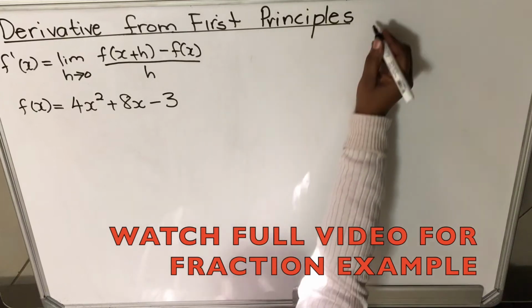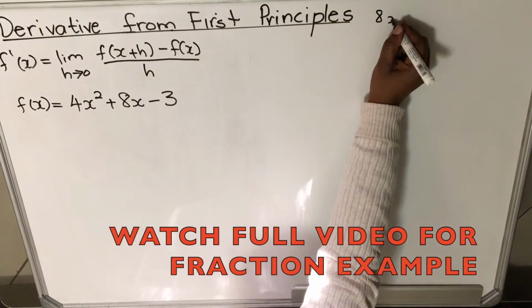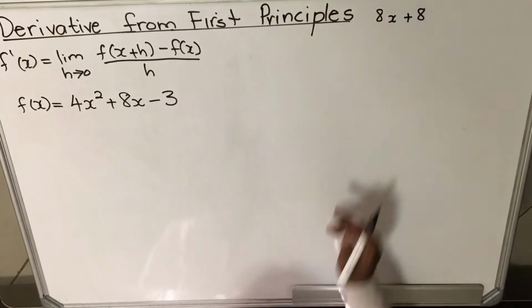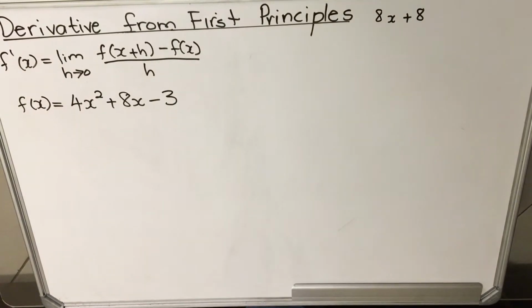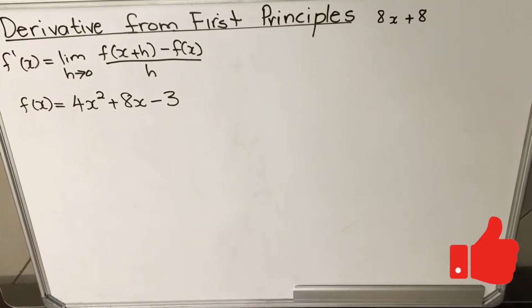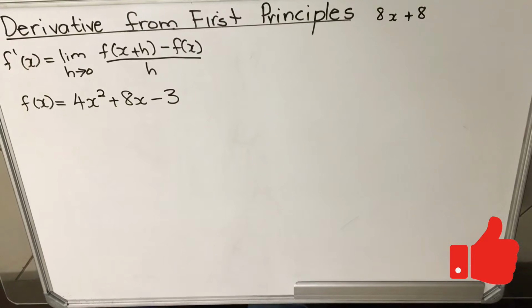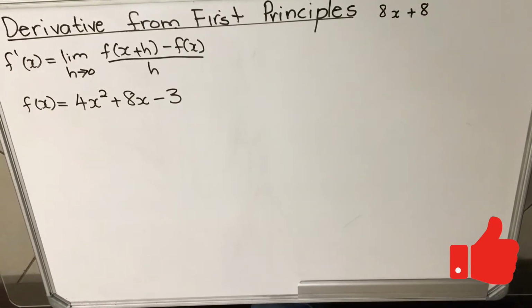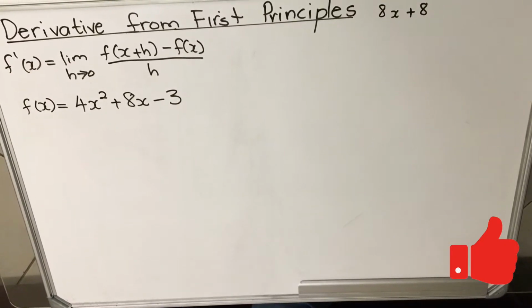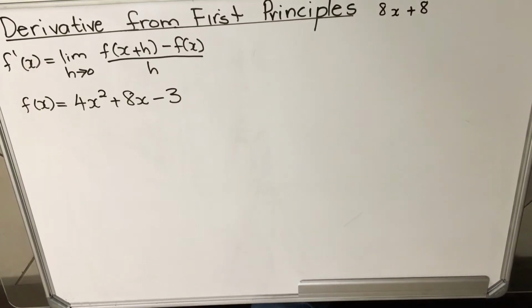So you're going to have 8x plus 8. Write it somewhere, and then derive using the first principle. If you don't get that answer, then you've made a mistake. Go back and check where you've made a mistake. Okay, let's go through the steps.